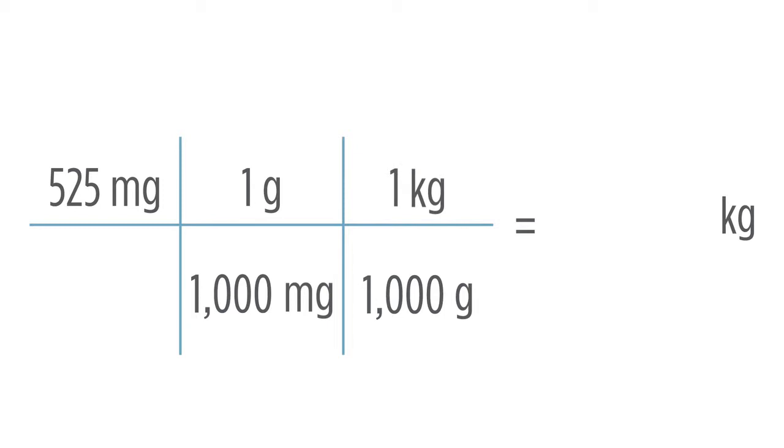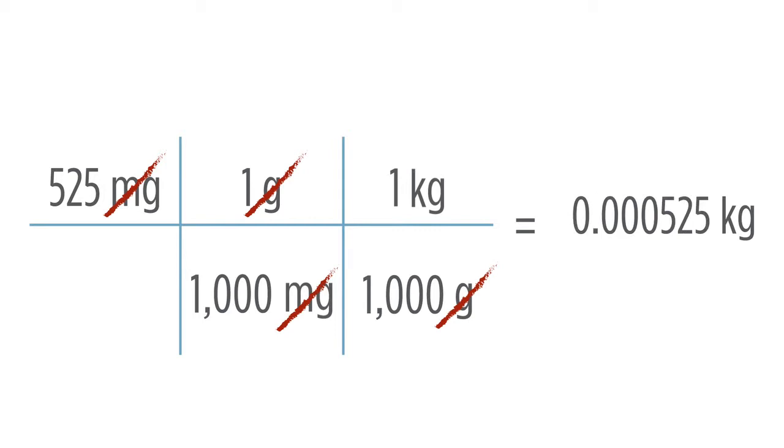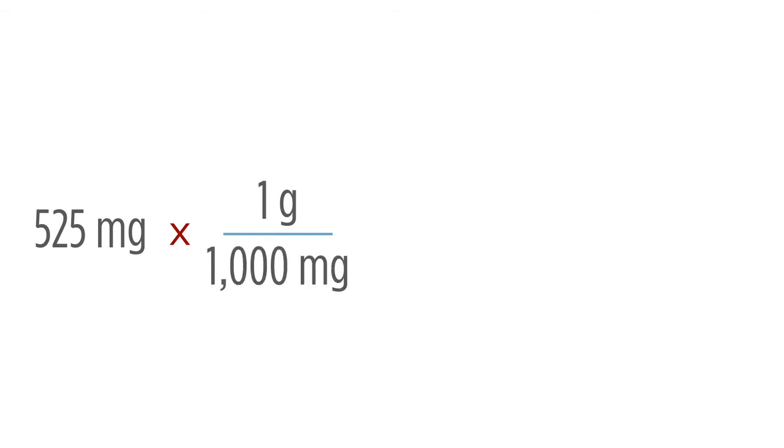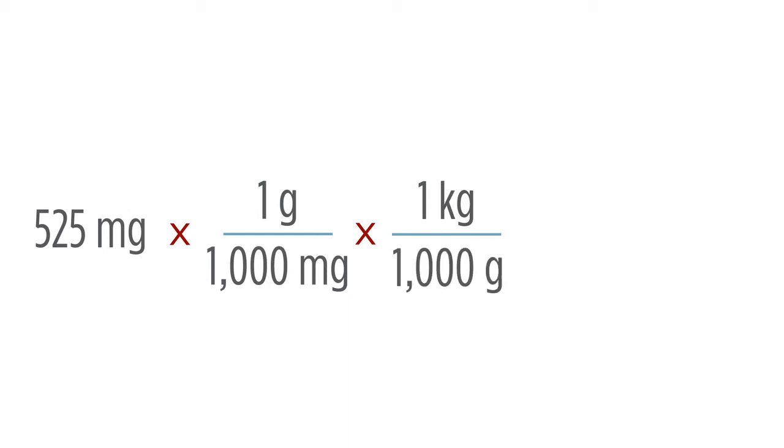Putting those all in, we check for our units. We see that milligrams will cancel. We see that grams can cancel. And we just do the mathematics to come up with our value, 0.000525 kilograms. We can represent this dimensional analysis chart also in just simple multiplication. So therefore we take 525 milligrams times 1 gram over 1,000 milligrams times 1 kilogram over 1,000 grams. And we get, of course, the same value.